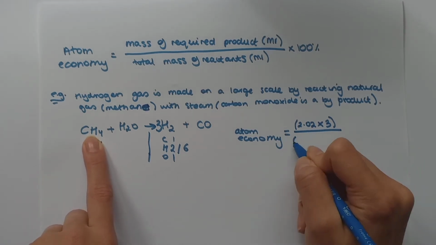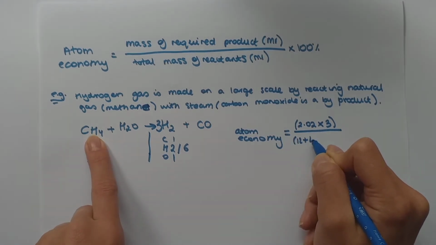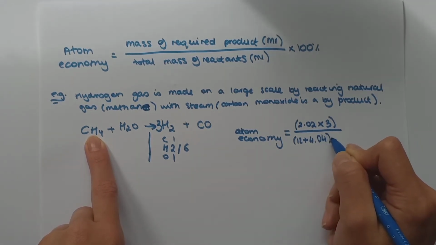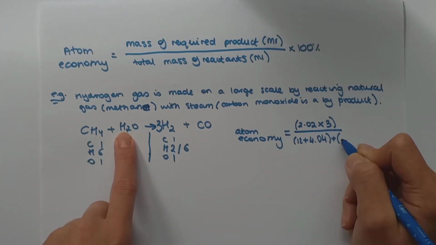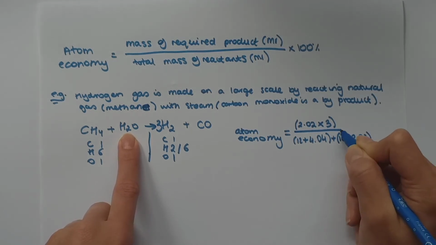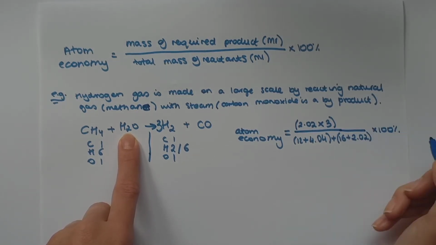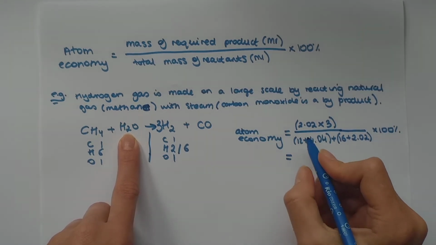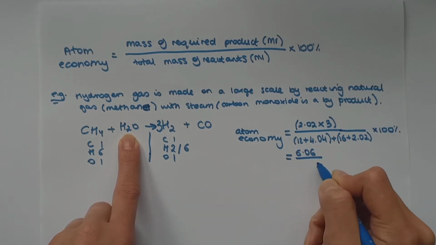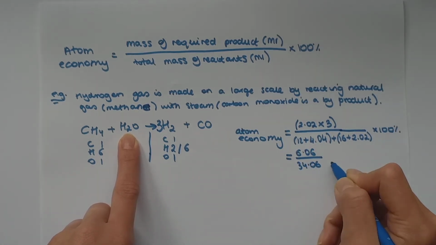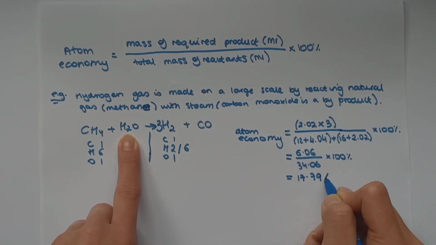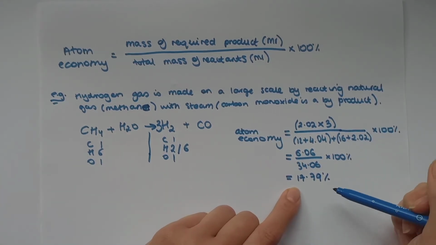Now total mass of the reactants. So CH4, it's 12 plus 4 hydrogens, and each of them is 1.01, so it's going to be 4.04. And then we add in also the MR of H2O. Oxygen is 16 plus 2 H's, so 2.02. And at the end, we multiply by 100. The answer for this would be 6.06. The bottom would be 34.06. We multiply it by 100, and our final answer is 17.79%.